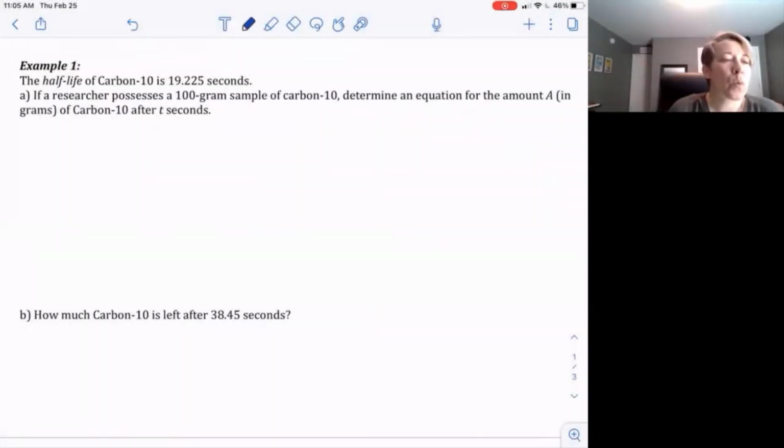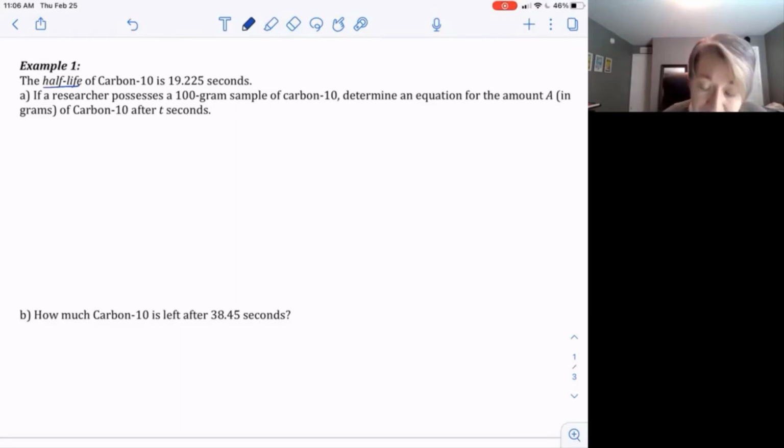So let's try example 1. We have the half-life. Okay, so that's important. The half-life of carbon-10 is 19.225 seconds. And then it asks us a couple of questions. First, it says if a researcher possesses a 100-gram sample of carbon-10, determine an equation for the amount A in grams of carbon-10 after t seconds.